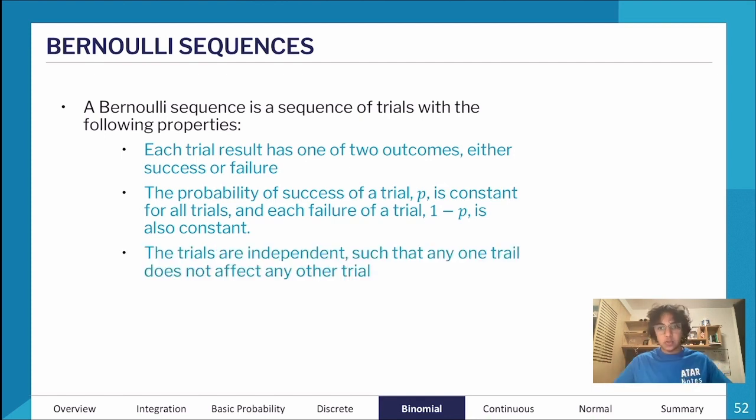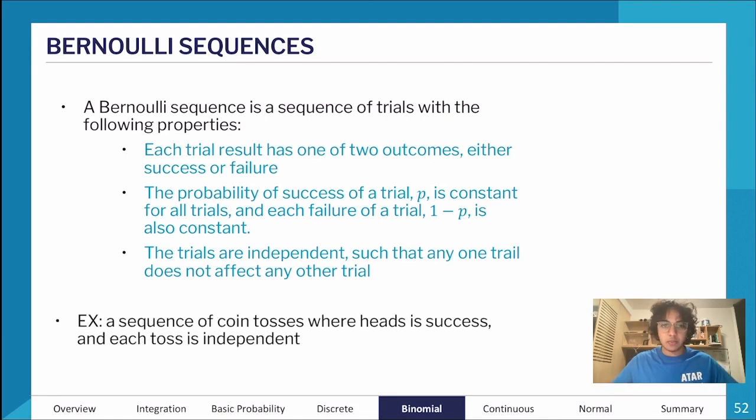And these trials must also be independent. So the probability of the first trial must not affect the probability of the second trial. This is quite a lot of conditions to meet, but they're nice conditions to have because they let us put in place a pattern more or less. Like I said, a sequence of coin tosses where each head is a success, and each toss is independent, right?